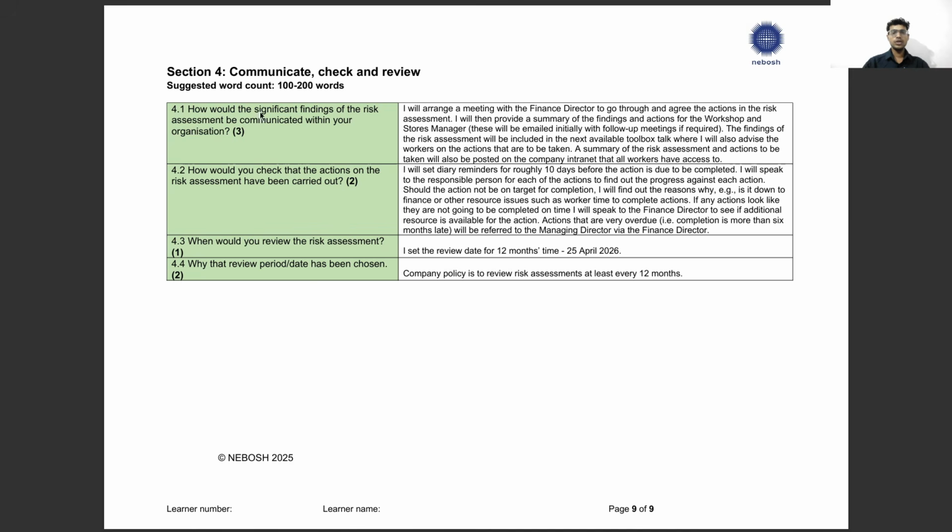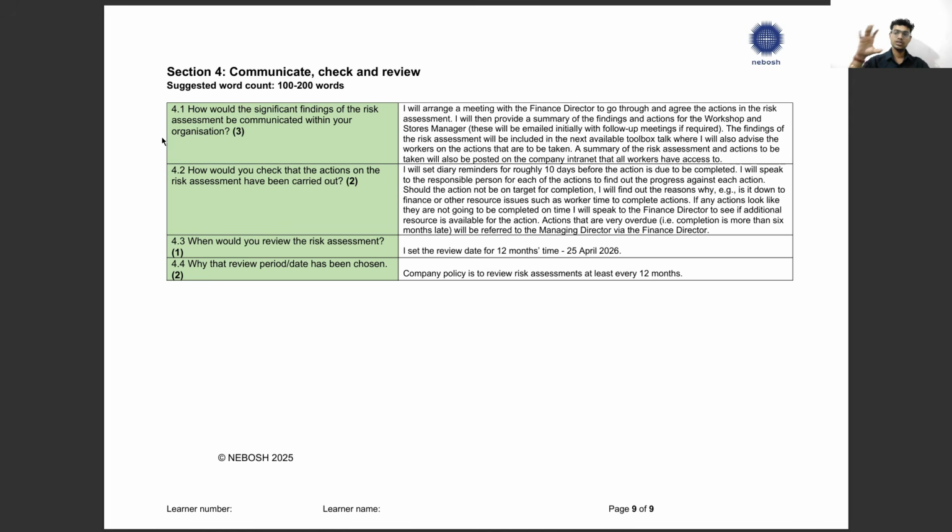4.1, how would the significant findings of the risk assessment be communicated within your organization? Which means now you had prepared the risk assessment. So how shall you coordinate? How shall you communicate with the organization that this is a risk assessment, these are the dangers, these are the risks, these are the current controls that you have, these are the improvements and all this? How shall you take the follow up of this?